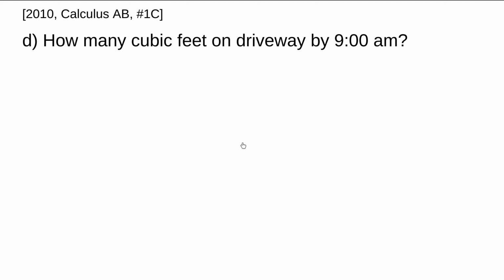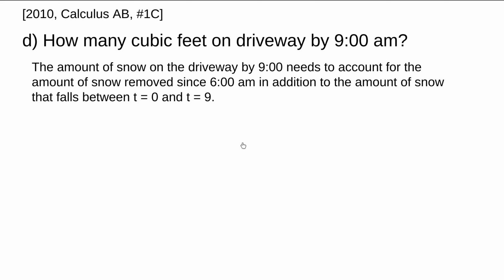In part D, we are asked to determine how many cubic feet of snow are on the driveway by 9 a.m. Right, so the amount of snow on the driveway by 9, again, needs to account for the amount of snow removed since 6 a.m., in addition to any freshly fallen snow that hasn't been removed yet. So again, we have a couple of different things to account for here. So we have all the snow that's falling between 0 and 9, and then we have to account for how much snow was removed between 6 and 9.